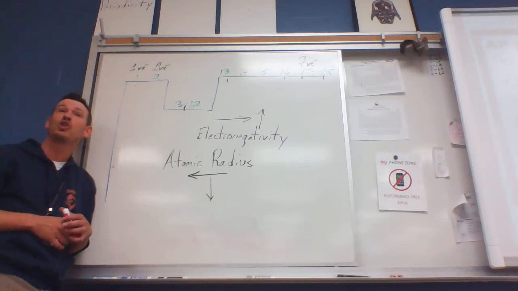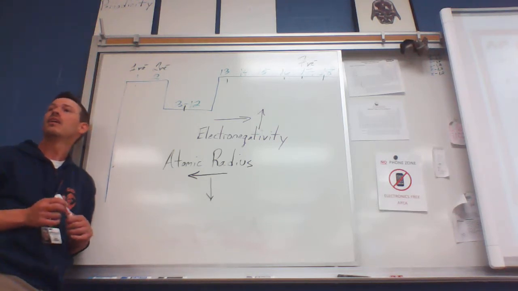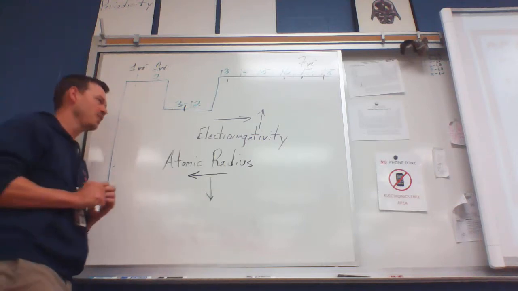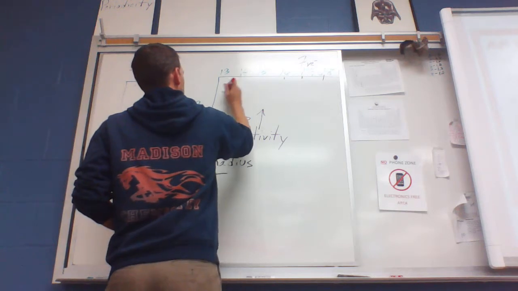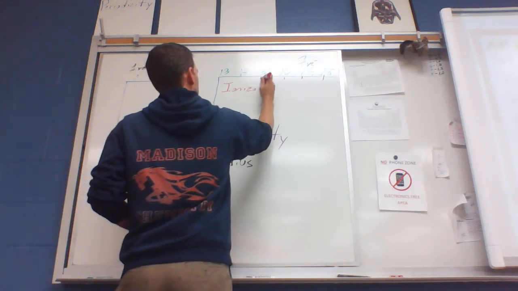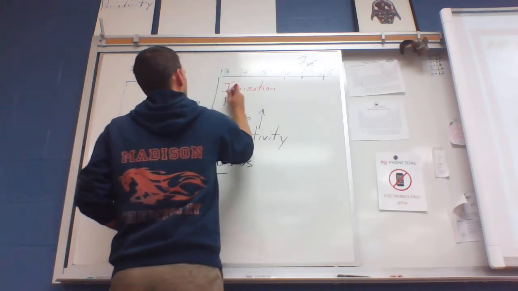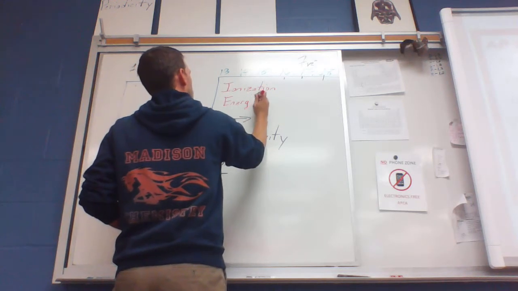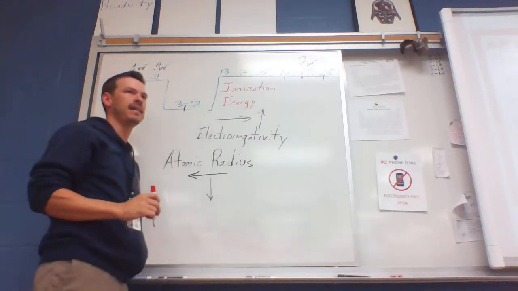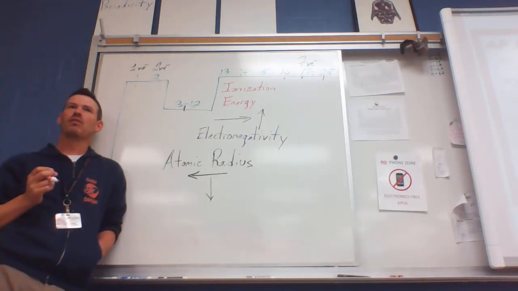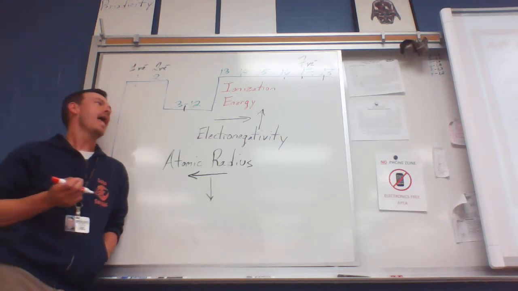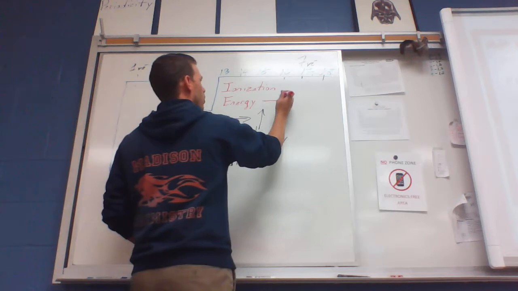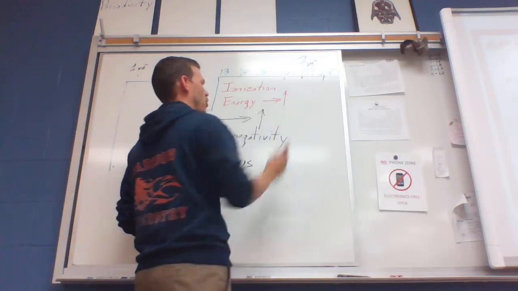What's the missing trend? Ionization energy. Ionization energy refers to the amount of energy it takes to remove an electron from an atom. And this trend goes the same direction as electronegativity.